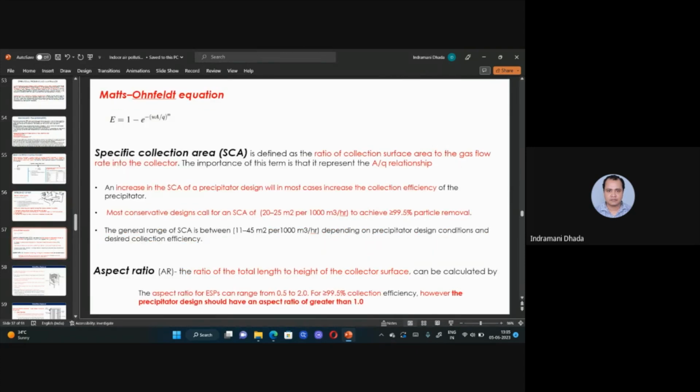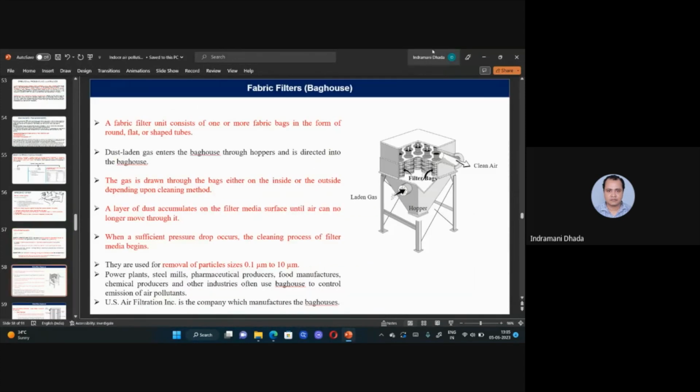There are certain terms like specific collection area, which is about how we can increase the efficiency of the electrostatic precipitator, like the ratio of collection surface area to the gas flow. Everything we can optimize through the design process. I have given those things here. You can go through it. I'll share this slide with you.